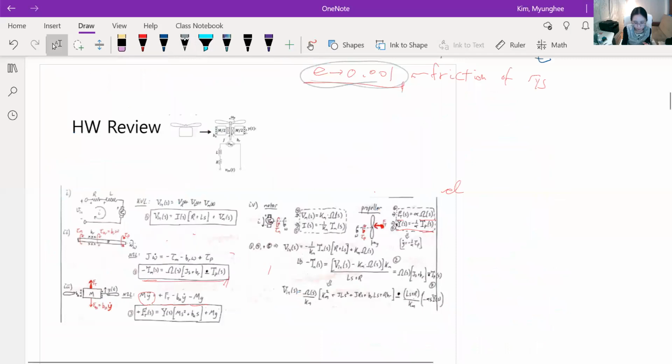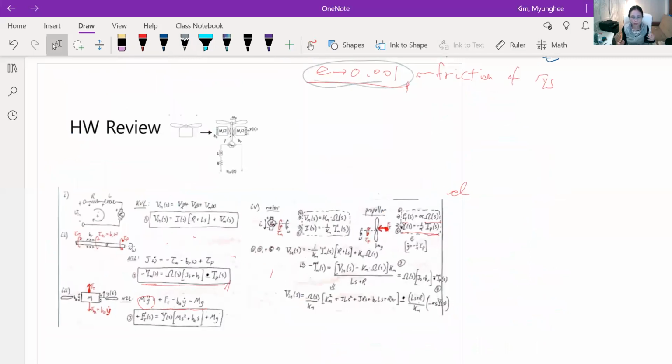And then let's look at another homework, which was the quadruple. This homework actually integrates everything we learned so far. In the beginning, it asks to apply the KVL and then find this equation. So it's a very common equation. We already looked at it.